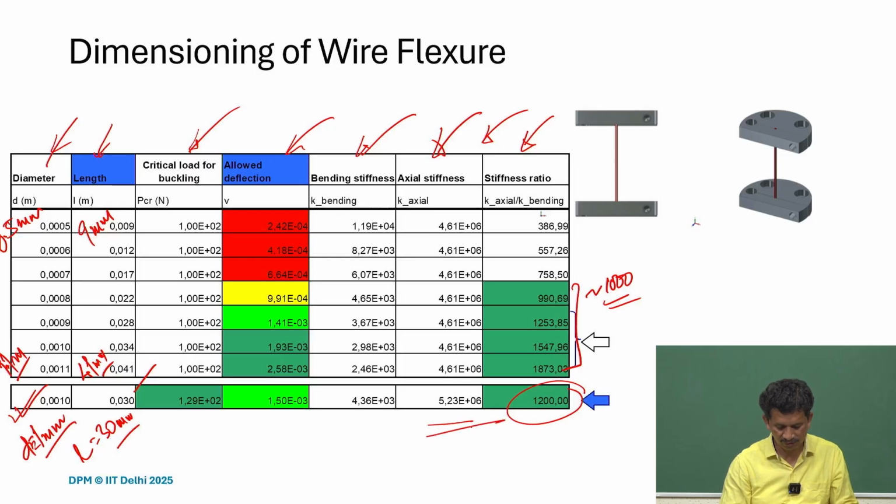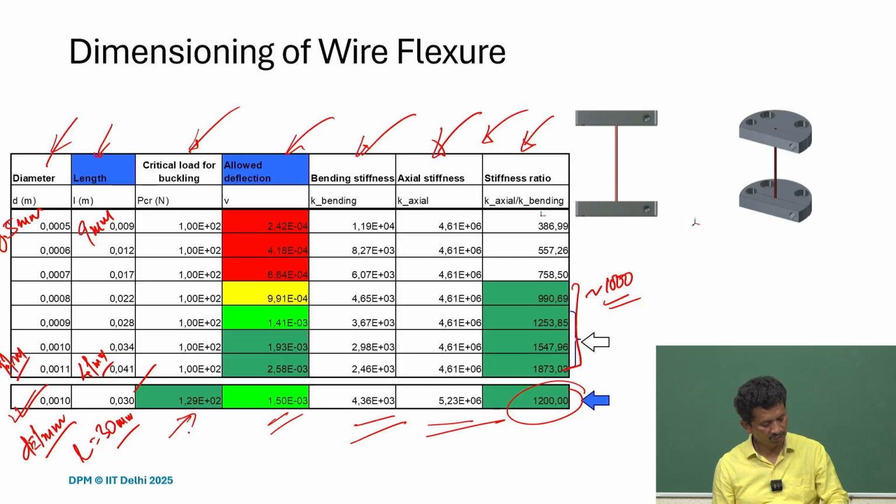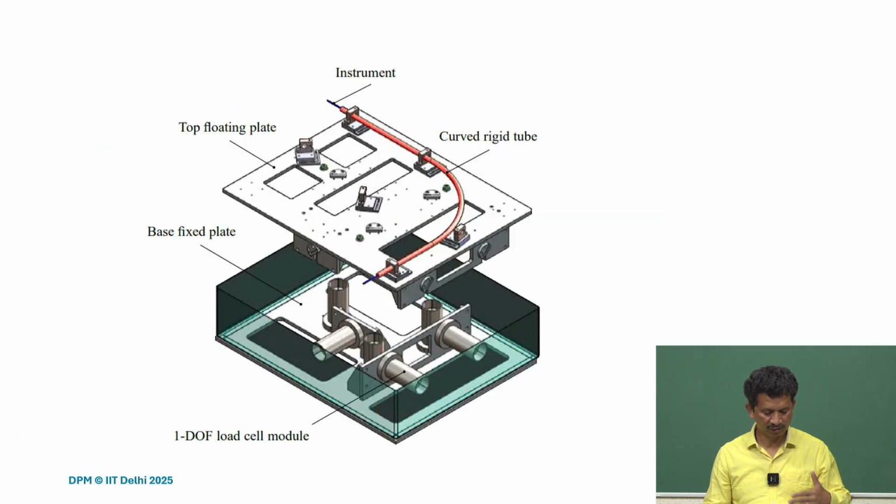Accordingly, what you can see, the ratio is 1200. The axial stiffness is this, and the bending is this. So all this we can see here. 1.5 mm is the allowable deflection. The buckling load is also high, 129 Newton. So we can work with these kinds of numbers, and we can further develop.